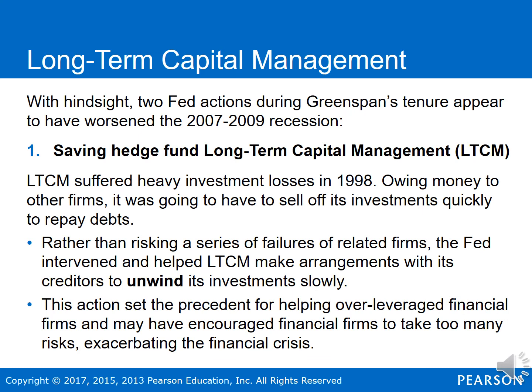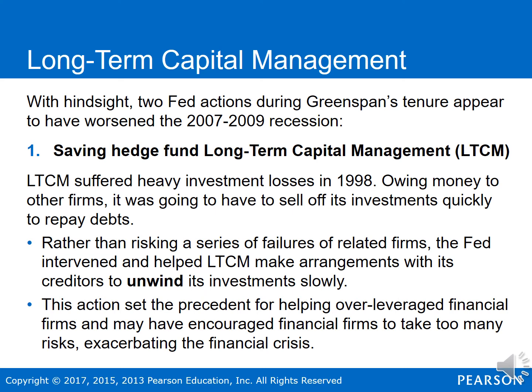There were some problems during Greenspan's tenure, which came back to bite us later. 2 in particular the textbook notes. The first is saving the hedge fund Long-Term Capital Management. They suffered very heavy investment losses in 98. They owed a lot of money to other firms. These hedge funds typically borrow short and invest long, so they invest in these long-term assets, and they borrow to cover their purchases or their daily operations from banks or from investors in the very short term, so they have to turn that money around quickly.